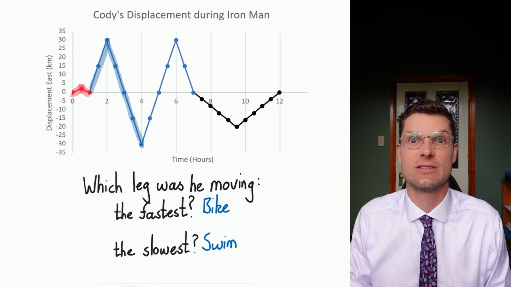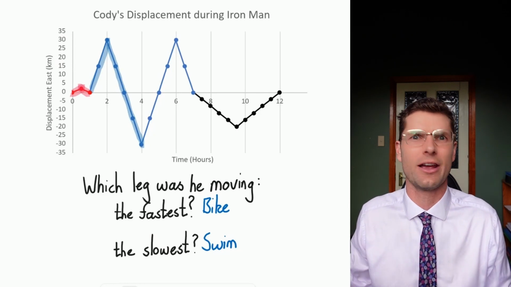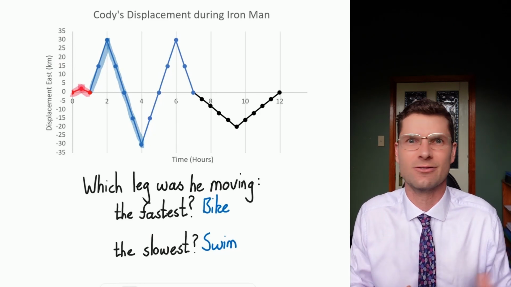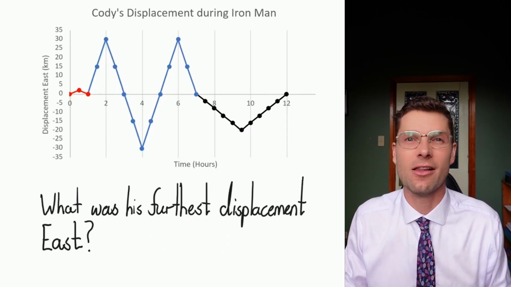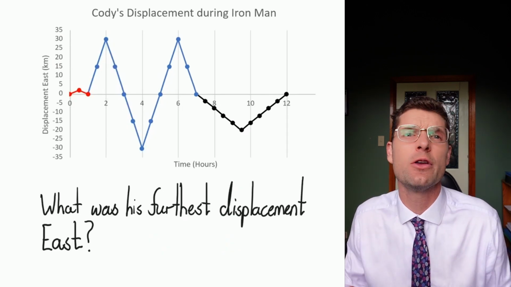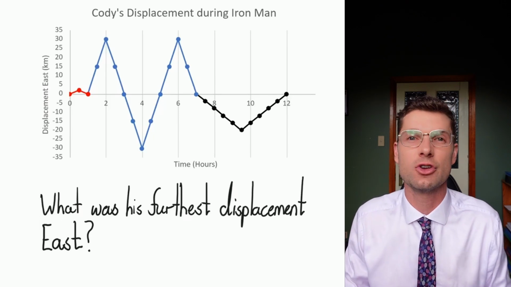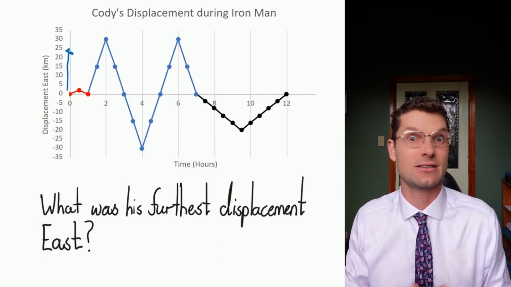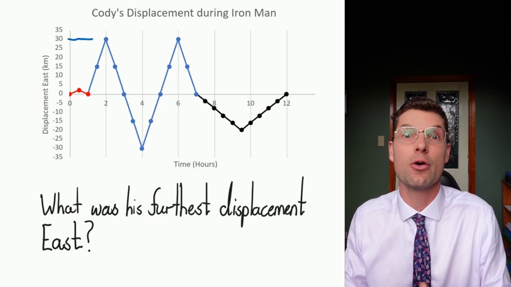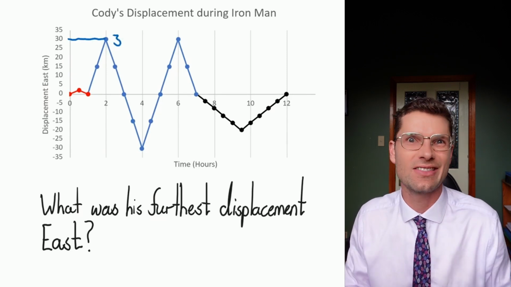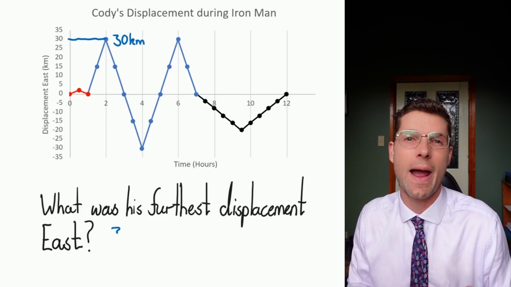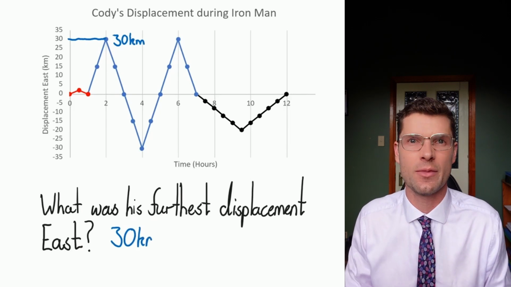And this probably just makes sense intuitively. On a bike, you can go way faster than if you're swimming. Swimming's way harder. Another type of analyze question could be something like this. When were you furthest away from home in the easterly direction? All we've got to do here is make sure that we're looking up the graph, because that's where east is, and just go across to the highest dot point. This is 30 kilometers across, so our furthest displacement is 30 kilometers east.